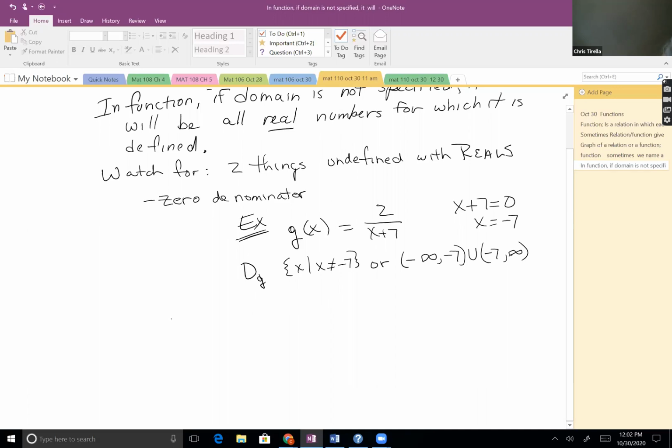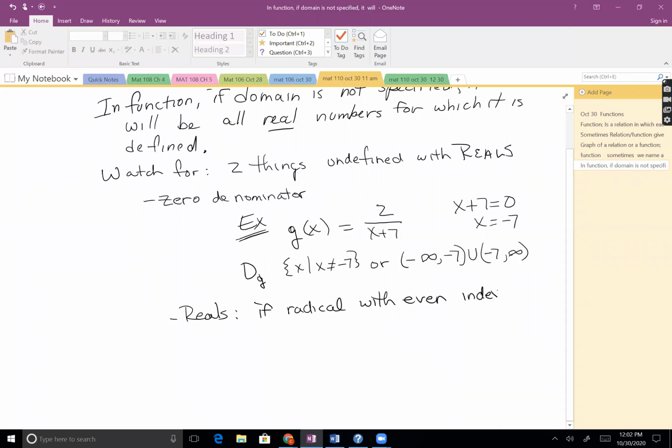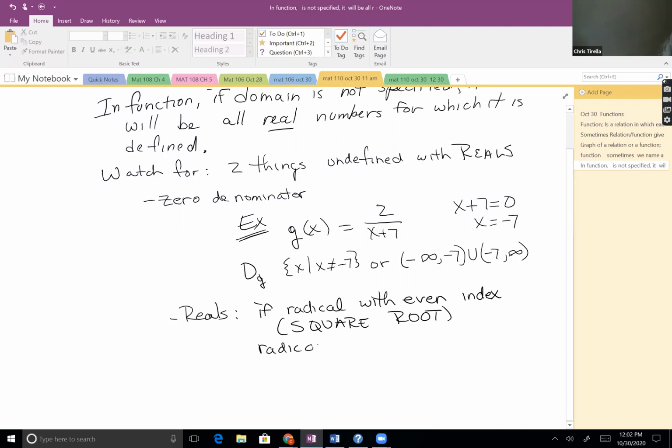And again, if I'm focusing on reals, the other thing I have to worry about is if I have a radical with an even index, think square root, the radicand must be not negative.